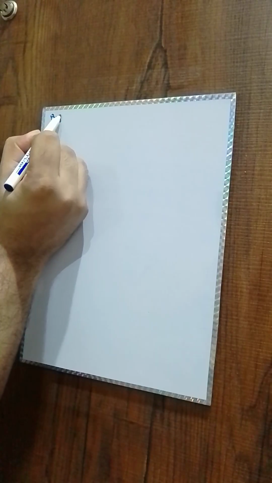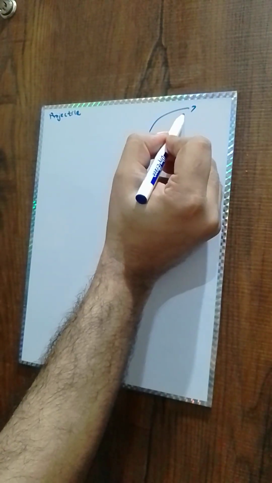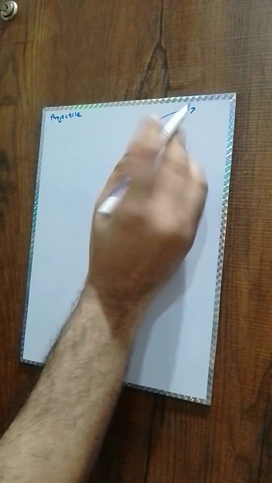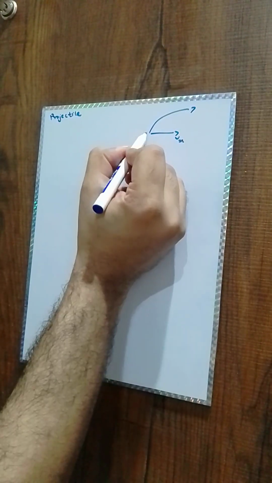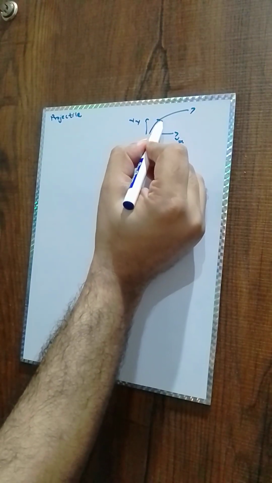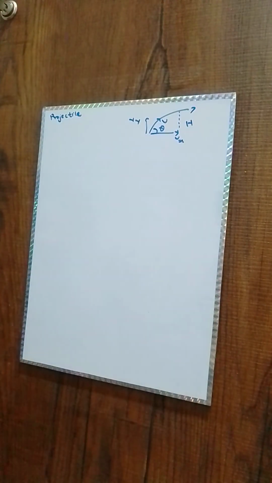so projectile, and we have this velocity x, and we have this velocity y, and we have velocity here, and here's the angle, and here we have this height in the middle somewhere. We have this maximum height.